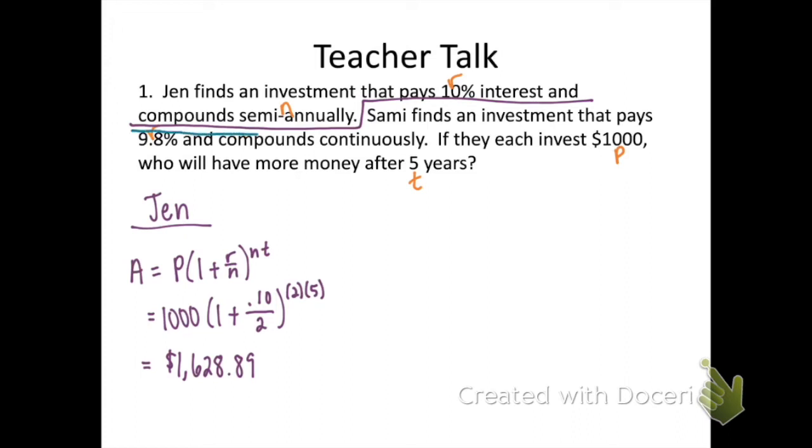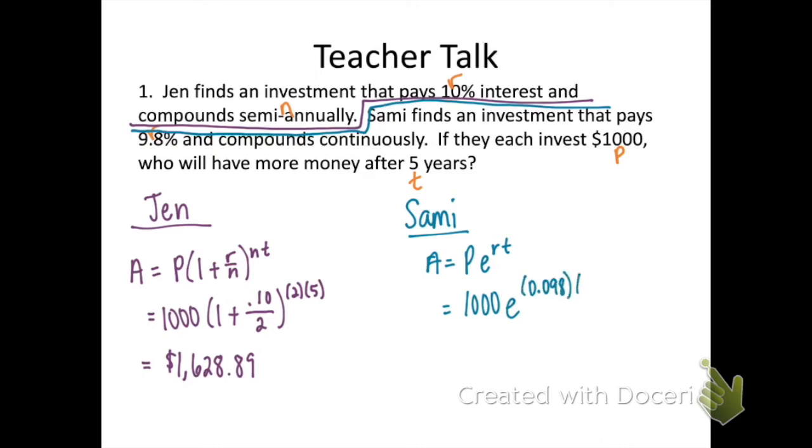Next, for Sammy, we see that Sammy is compounding continuously, so we're going to use PERT. Plug 1,000 in for P. E is just a number, so use E, our rate, and our time. Plug that all into our calculator, and we get that Sammy has $1,632.32. So, in the end, our final answer is going to be Sammy, because she has the most money after 5 years.